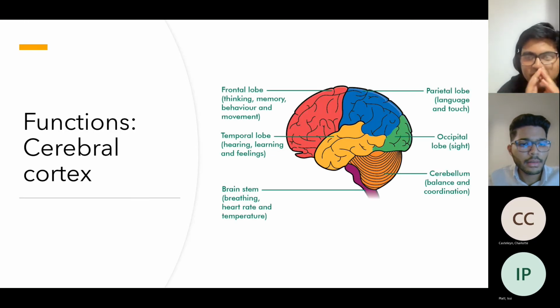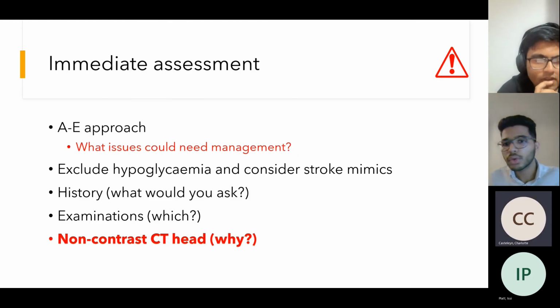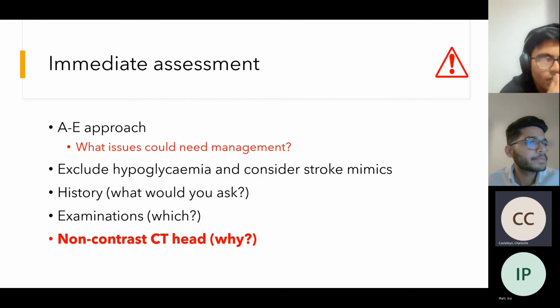Can I just ask a quick question? Yeah. So why is the airway an issue in the context of stroke? Do you have any idea, Charlotte? Is it that if part of the brain is affected, then it can cause problems with breathing, so like the respiratory system? But I know that's a really vague answer.